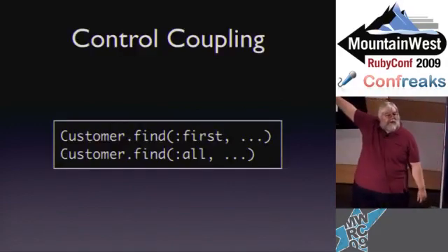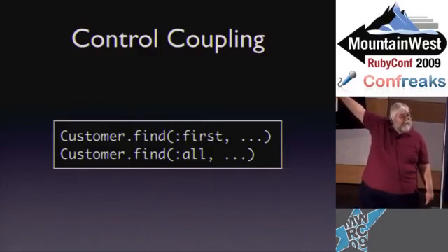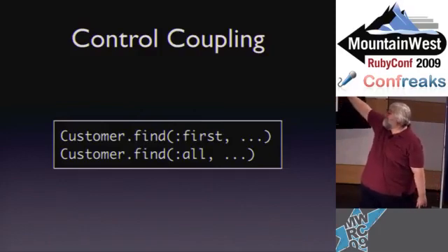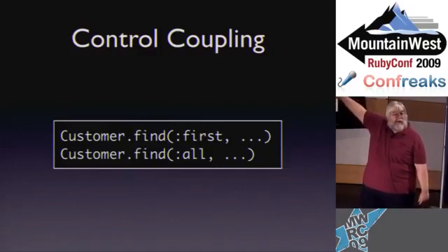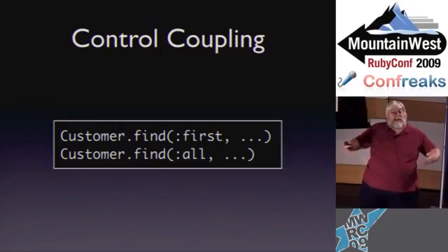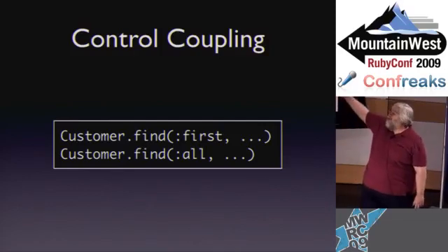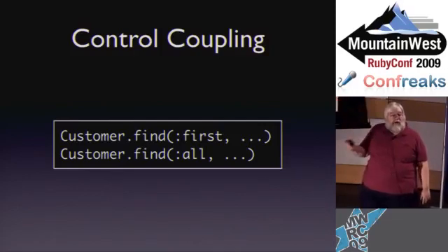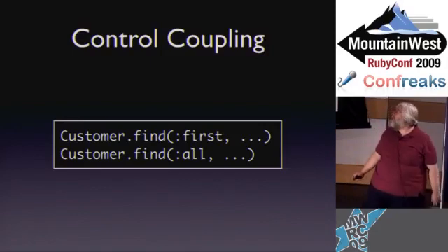Other examples of control coupling. The finders in Rails are control coupled by the first parameter, whether it's a first symbol or an all symbol. And the way we can really tell this is the fact that they return two different kinds of things. The first one returns a single object. The second one returns a list of objects. So there's never a case where you would pass in that first parameter that could vary between the two values, because you'd have to handle the output differently. So this is another case of control coupling.